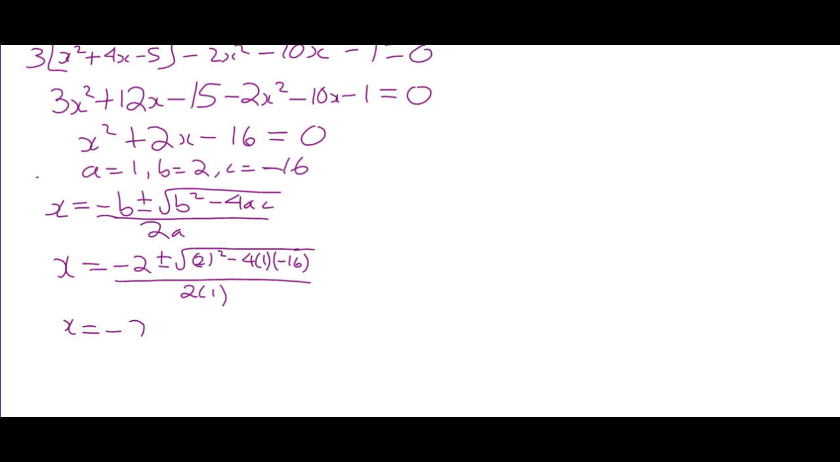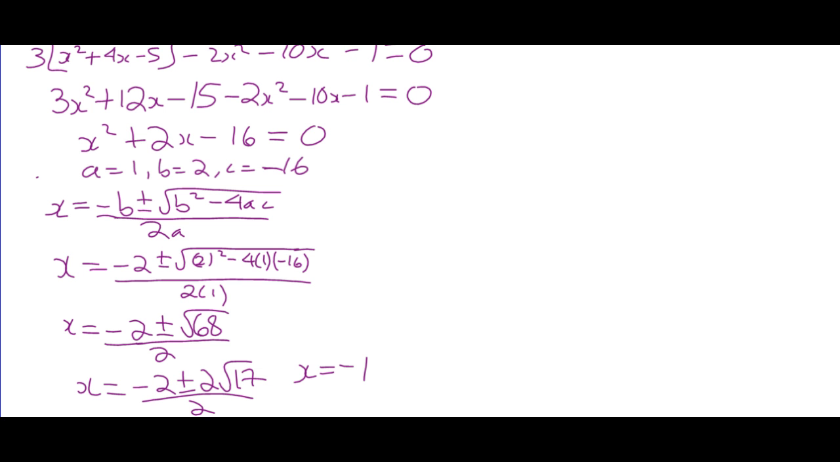So I got negative 2 plus or minus, I've got 4 plus 64, which is 68. So root 68 over 2. Root 68 is 2 root 17 over 2. So x is equal to negative 1 plus or minus root 17.